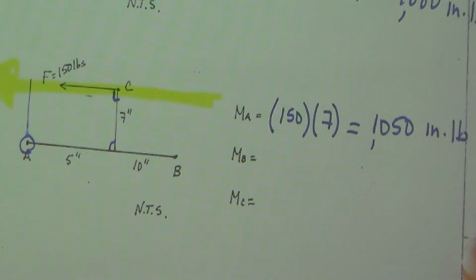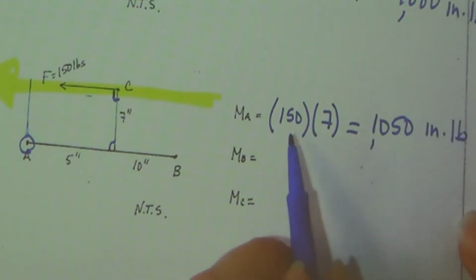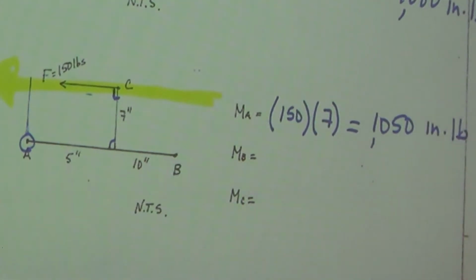Okay, Sam? So I found the magnitude, right? I didn't put the direction in yet. So tell me, is it positive or negative? Positive.